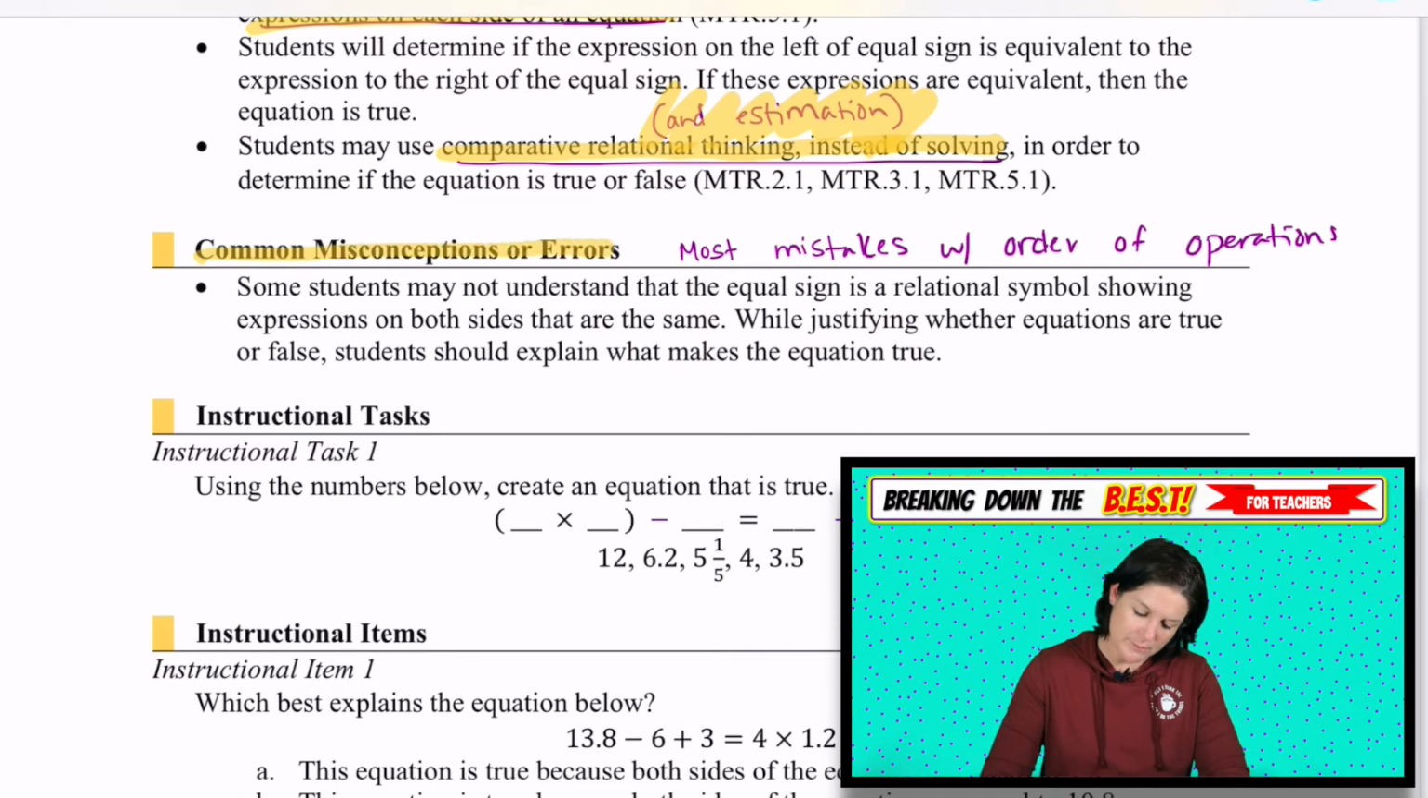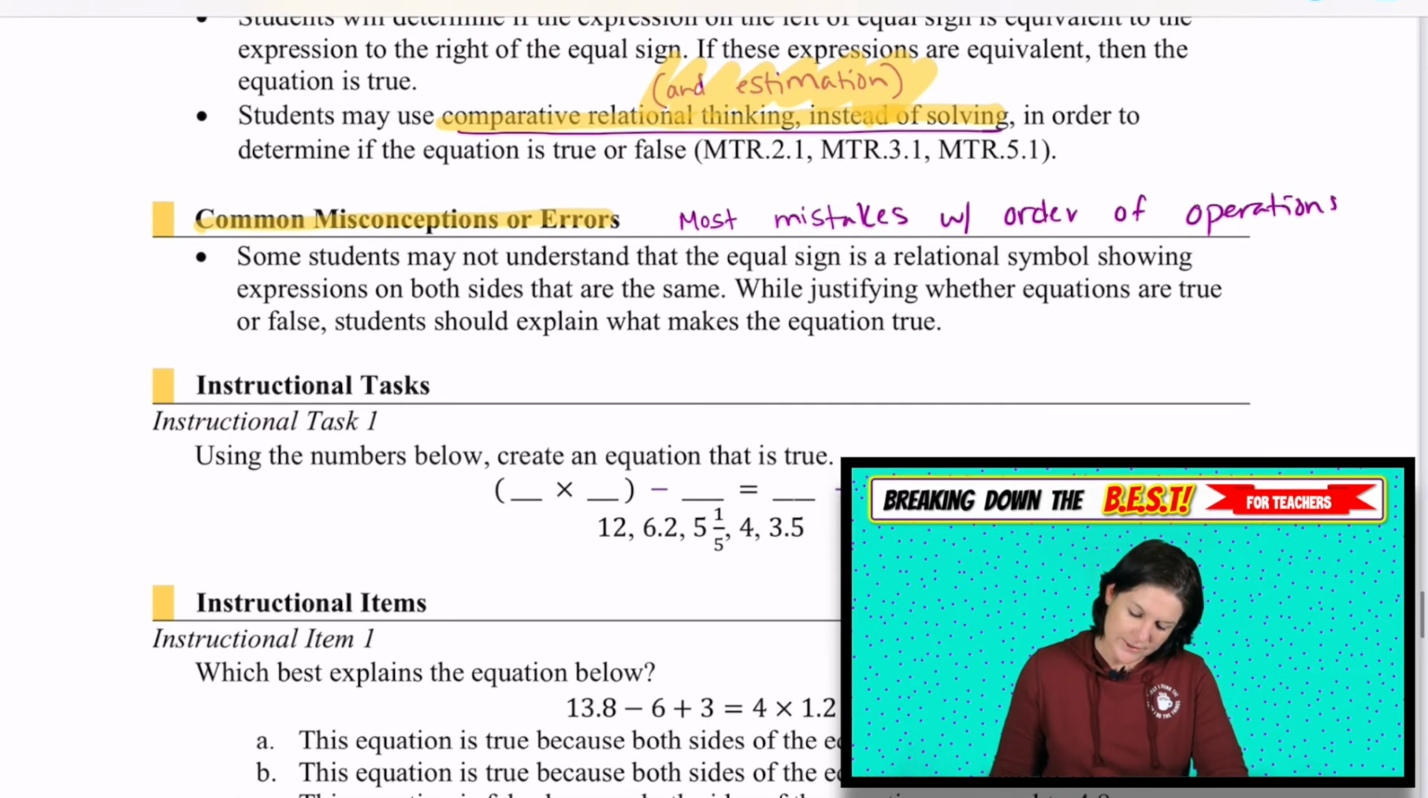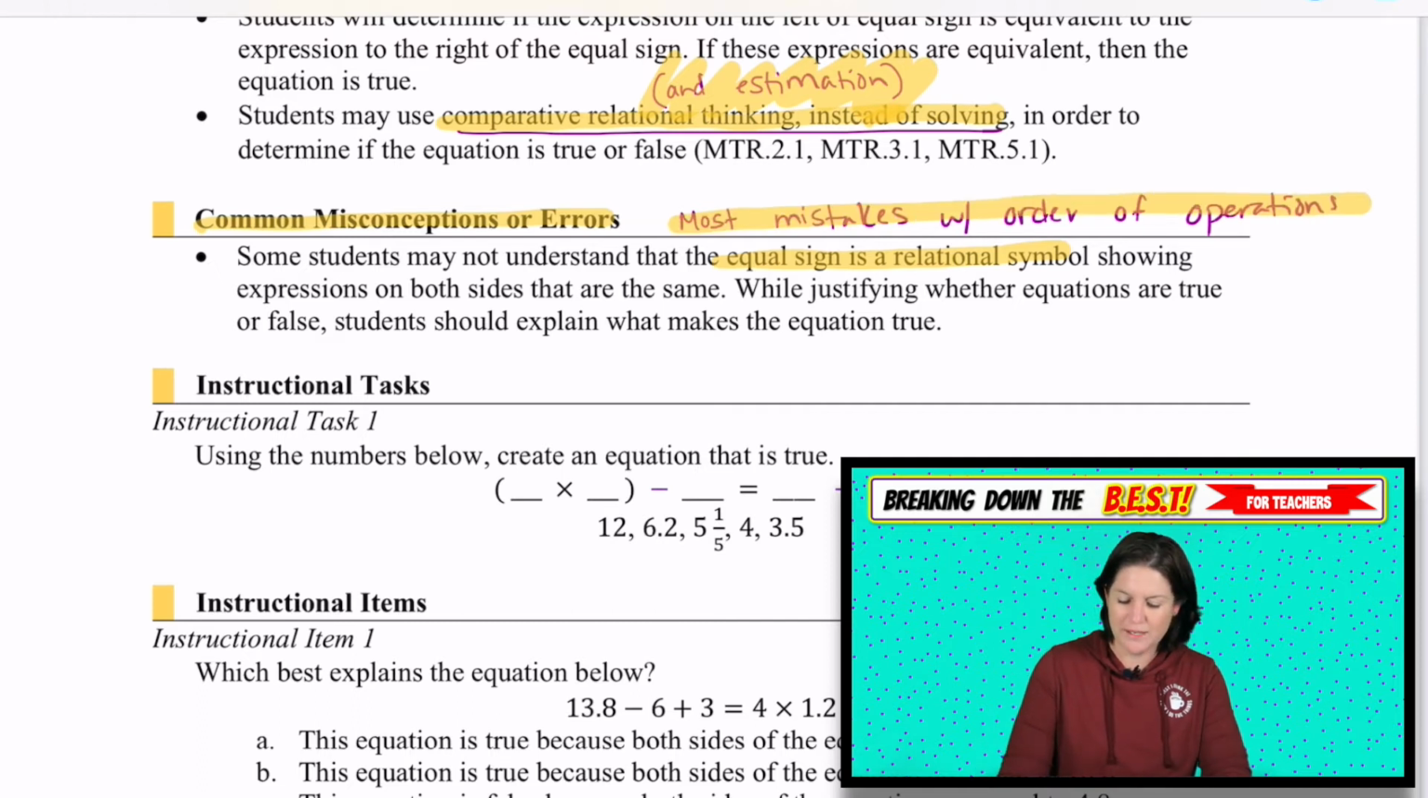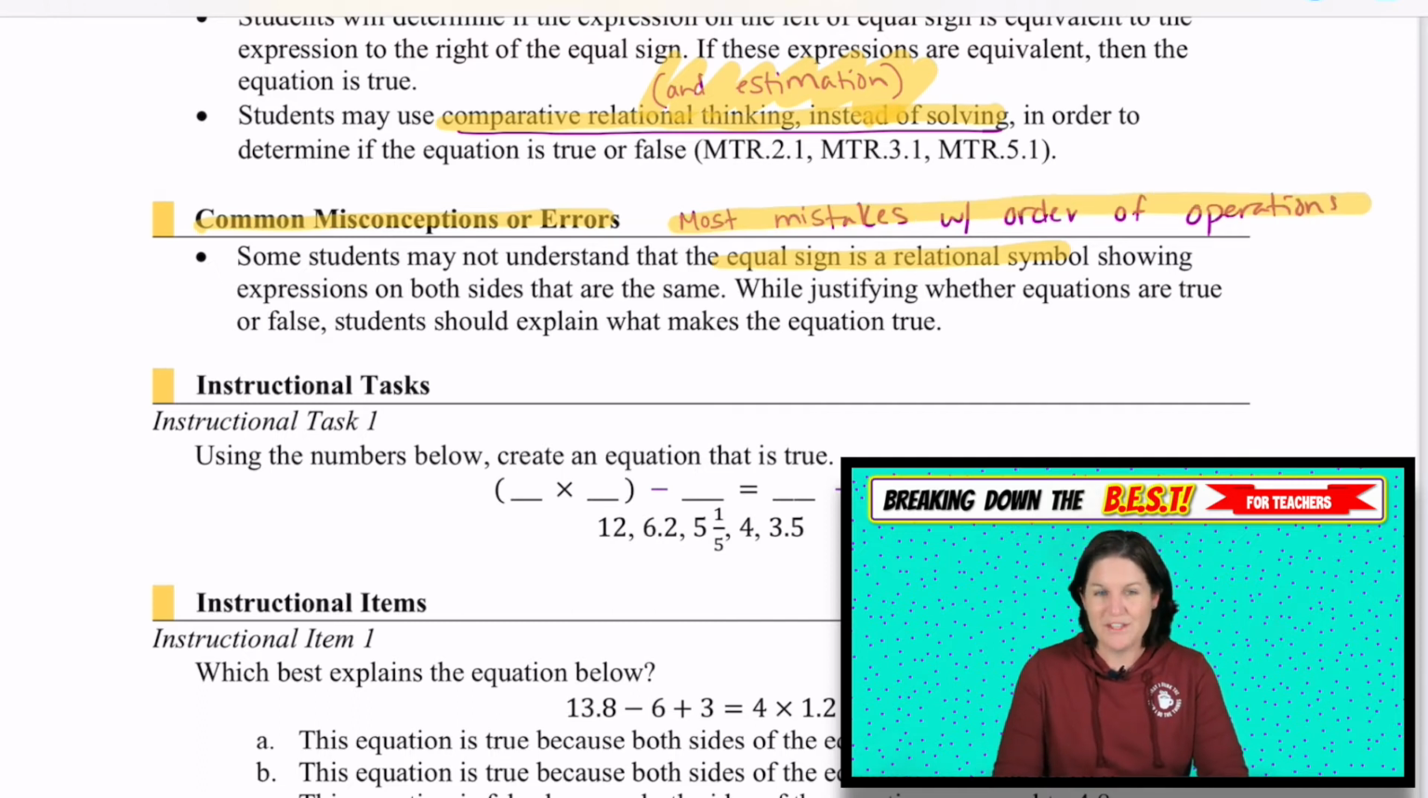For common misconceptions and errors, they said here that students may not understand that the equal sign is a relational symbol, but frankly, I think that most of the mistakes that are going to be made are performing the order of operations incorrectly. So that's what I would be watching out for.